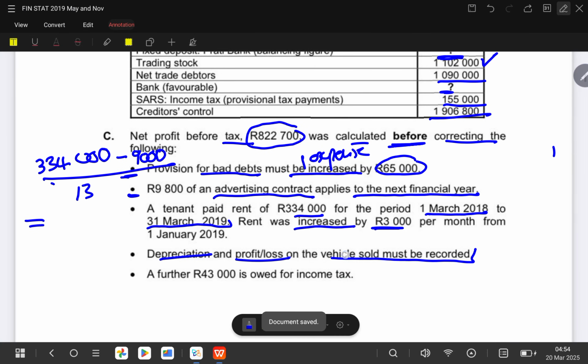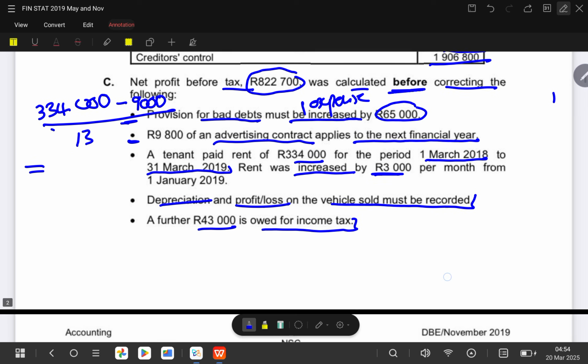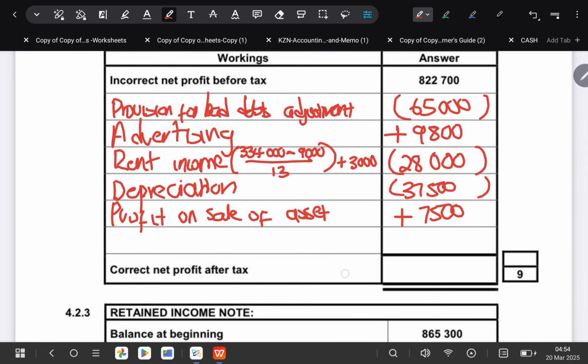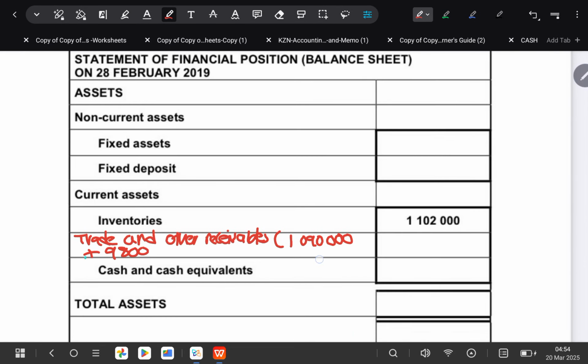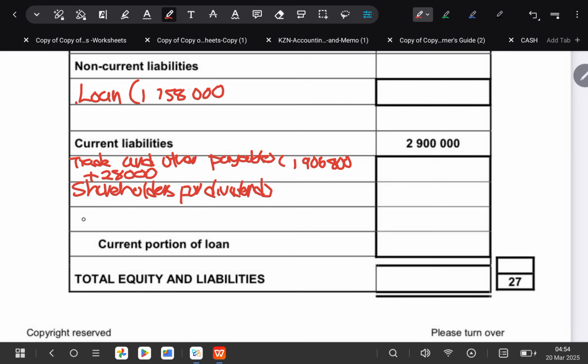They are saying that a further 43,000 is owed for income tax. So in other words, we are owing an extra 43,000. Before you forget, make sure that you take this to your balance sheet. Remember, they said you are owing 43,000, so it will be SARS income tax, and then you write that 43,000 because they are saying you are still owing.